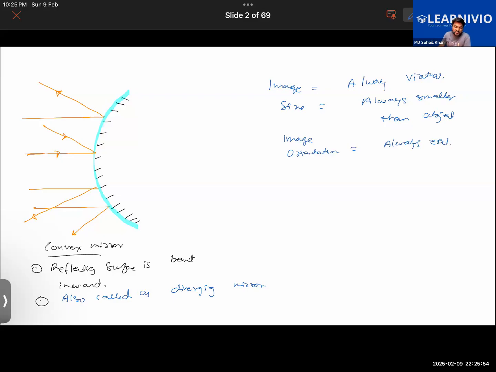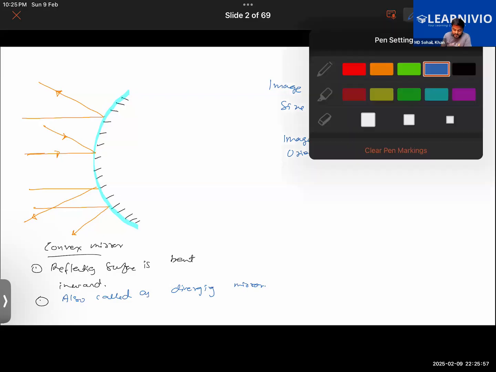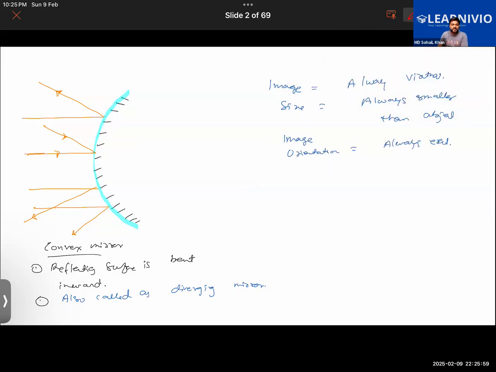Talking about the use of the concave and convex mirror. The concave mirror is particularly used in the shaving mirror, in the headlights, and as the dentist mirror. Getting it? Uses of concave mirror: used as headlight mirror, shaving mirror, and also dental mirror, the dentist mirror basically.